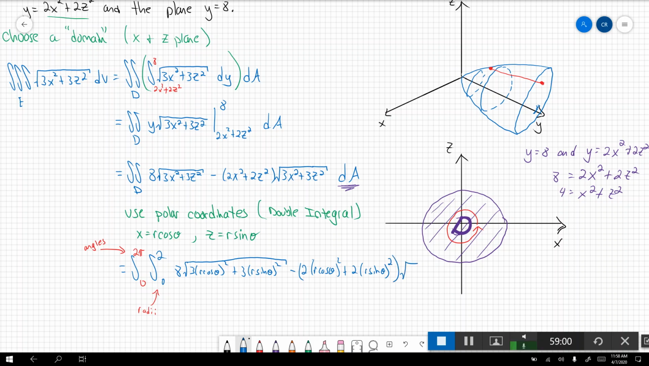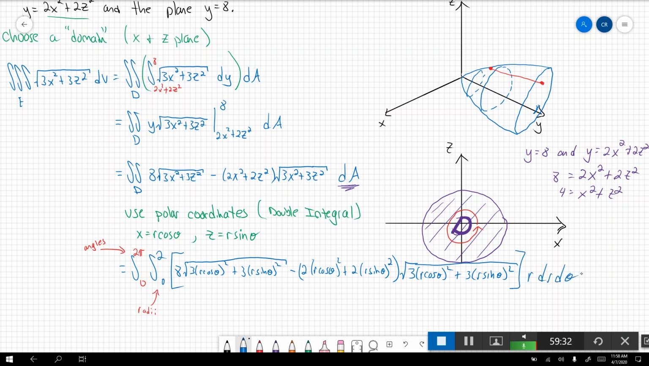times the square root. Well, I'm running out of space here. It's okay. Times the square root of the same thing. So that's 3 times r cosine theta squared plus 3 times r sine theta squared. Nice. And then I need my constants of integration. Constants of integration in this particular case is going to be r dr d theta.